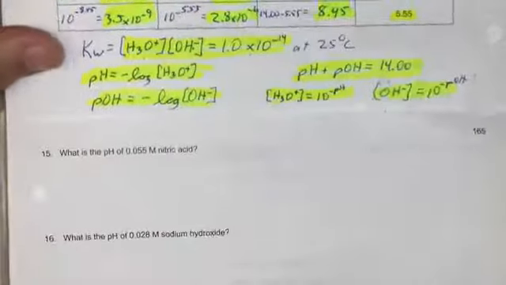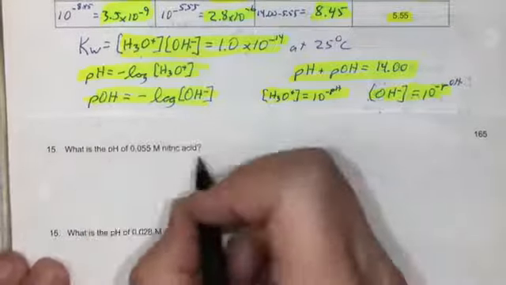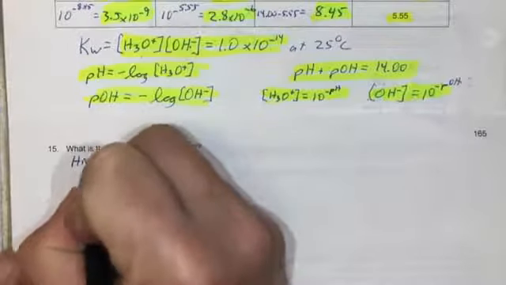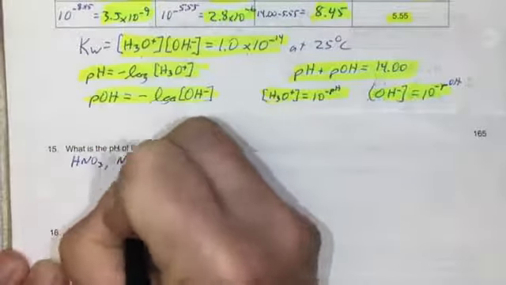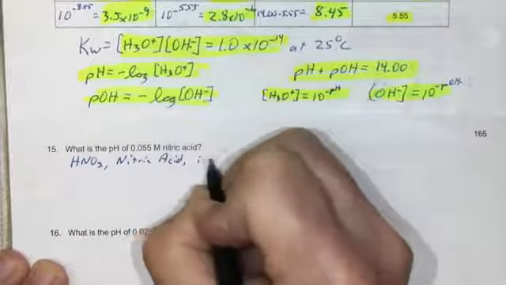Okay, the next question says, what is the pH of 0.055 nitric acid? Now, what you have to know here is that nitric acid, HNO3, is a strong acid. Nitric acid is a strong acid.